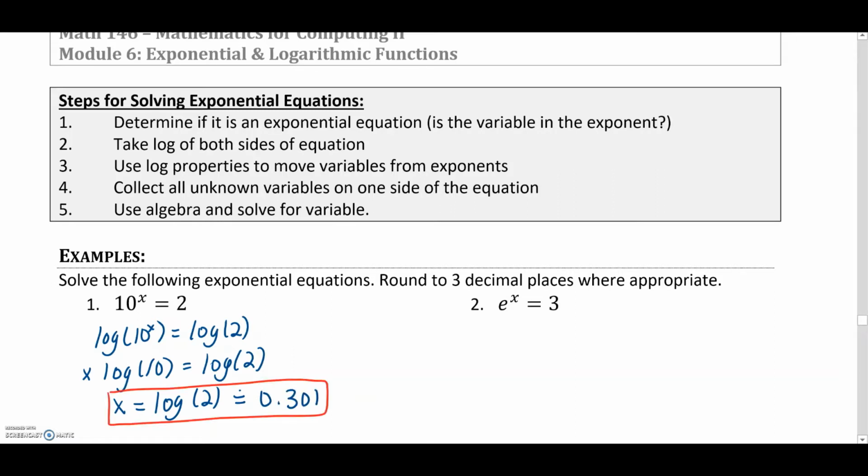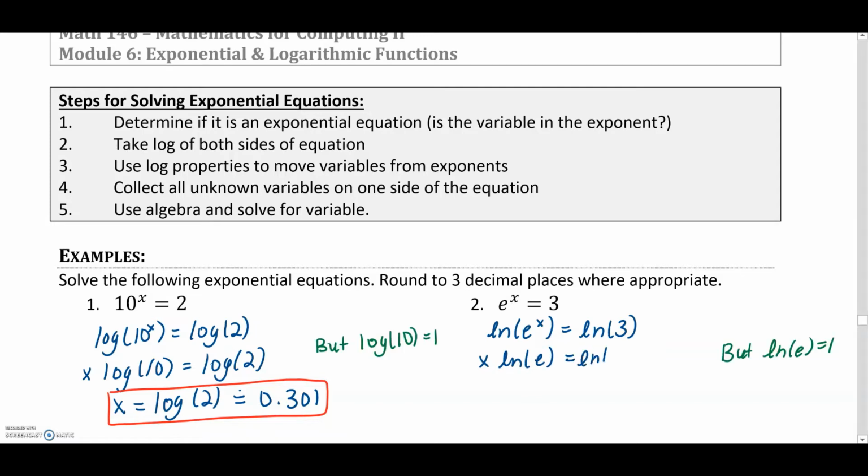Question 2 says e to the power of x is equal to 3. We could proceed with taking the log of both sides of the equation, but I'm going to take log base e, or ln, because we have a base e. Okay. On the left-hand side, our exponent comes out front. Remember, ln of e is 1, therefore x is equal to ln 3, which reduces to 1.099 when rounded to 3 decimal places.